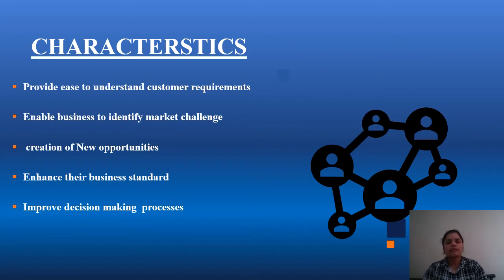These are some of the characteristics of digital supply chain. The main focus of digital supply chain is on the customer, meaning to understand the customer requirements and to provide the services according to their requirements. The other thing is to make a business able to identify market challenges, and to make new opportunities is also its main characteristic. It also improves the business standards and helps in making the decision making process more efficient and effective, as the success of the business depends upon the decisions that are taken.